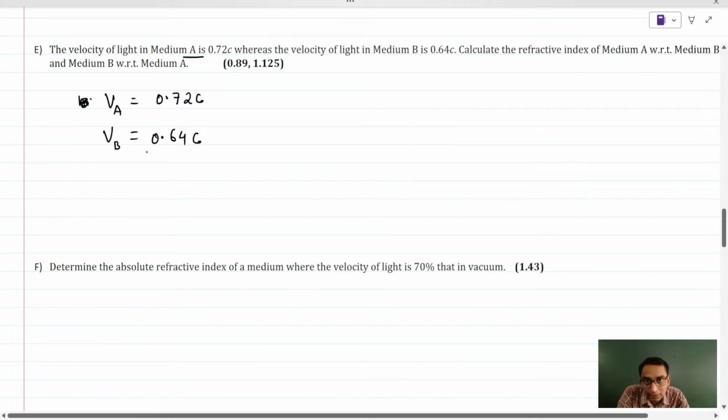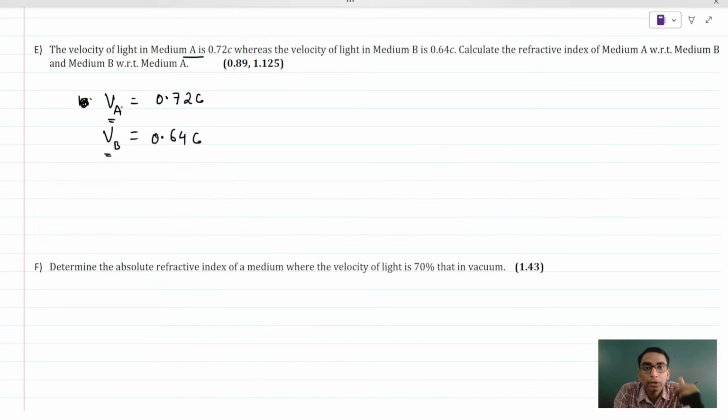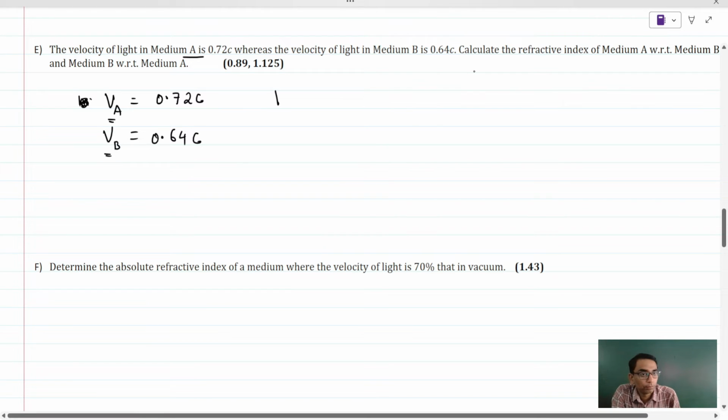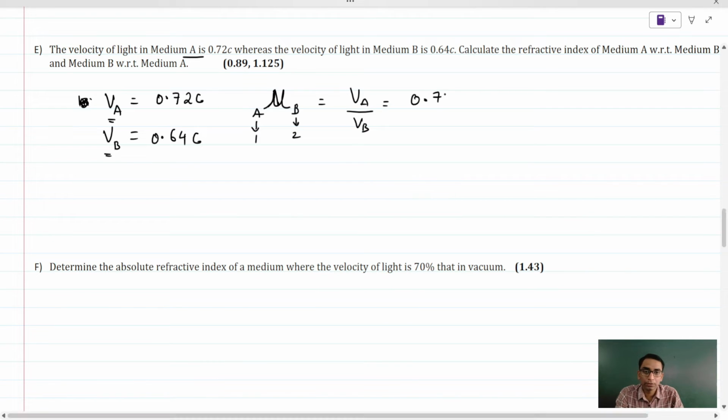Now see, what can be seen from here? If you look at the velocities, then velocity is even lesser in medium B, which means B is even more denser medium, because in the denser medium, the speed of light is even less. Correct? So now velocity of both the mediums are given. Now we are supposed to find out refractive index of medium B with respect to A, and then its opposite. That means this is medium 1, this is medium 2, which means speed of light in medium 1 at the top, B at the bottom. So that means it is 0.72 C upon 0.64 C.